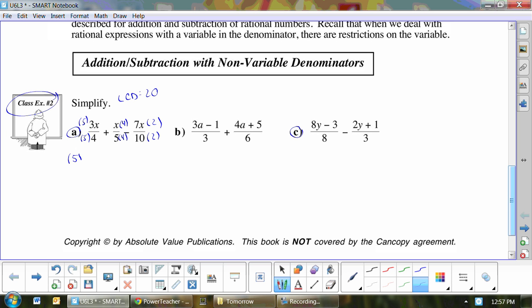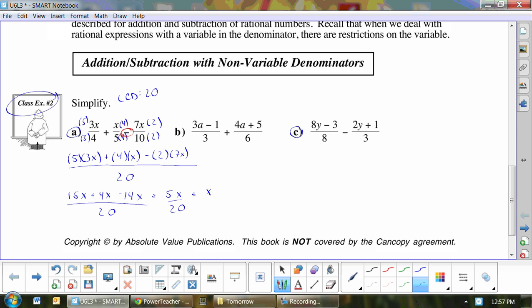So we go, okay, so 5 times 3x plus 4x minus 2 times 7x. So just be really careful, especially once you see a minus sign there, that you don't forget about that. And then we get 15x plus 4x minus 14x all over 20, equal to 5x over 20. And then we can simplify that to x over 4.